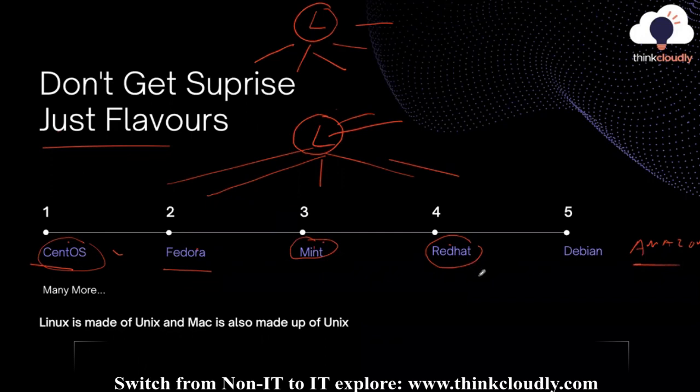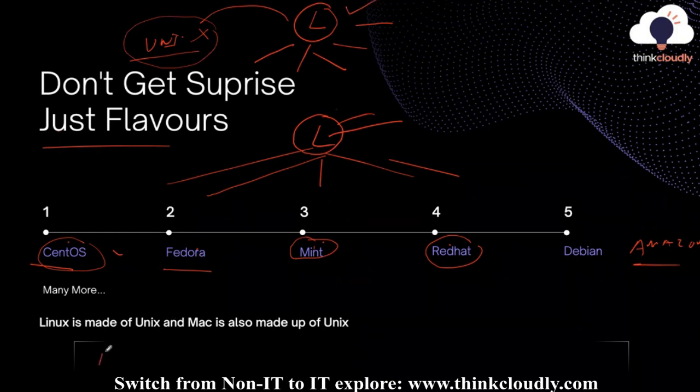Don't get surprised. What is Red Hat? Red Hat is just a flavor of Linux. And Linux is actually made from Unix. Unix, maybe 30 or 40 years back, came as an operating system in the market, and Linux was made from Unix. So Unix was the basic operating system. It was enhanced and made into Linux.